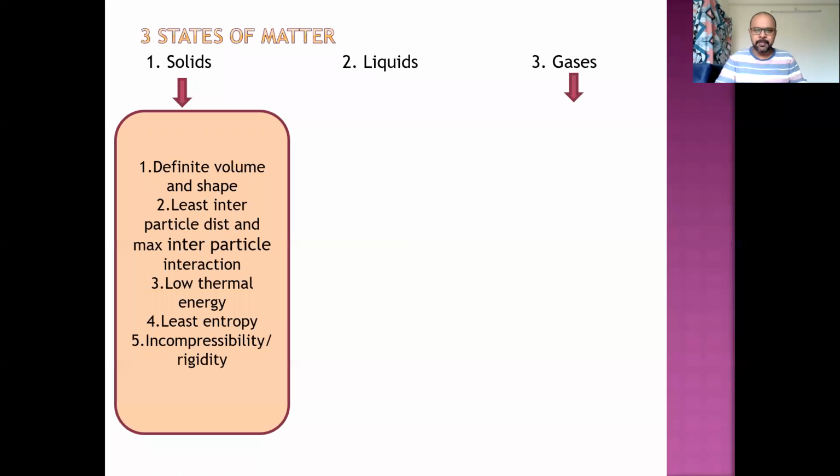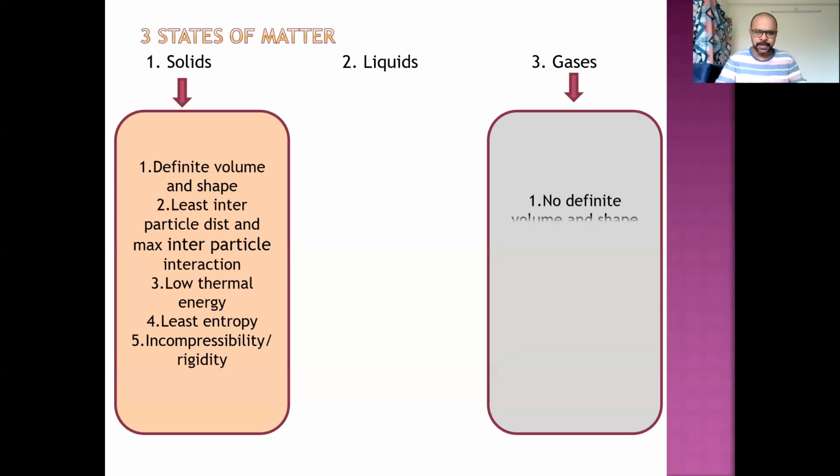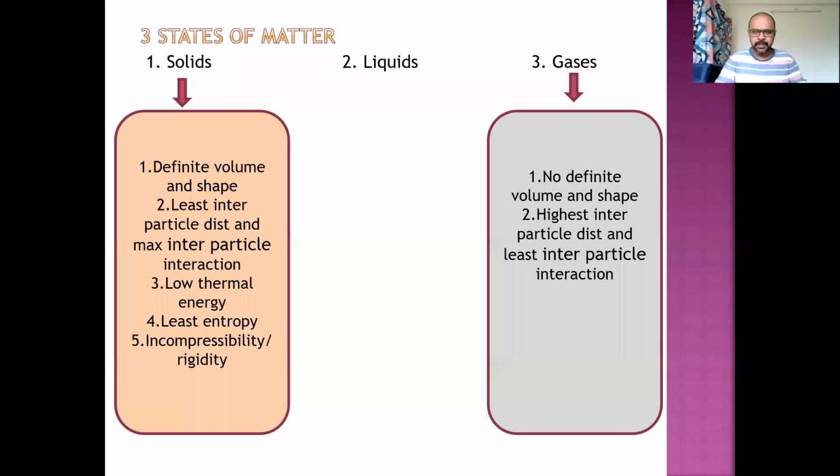The other state of matter, which has quite opposite characteristics to the solid state, is the gaseous state. Here there is no definite shape and no definite volume. It will take the shape of the container, and particles are quite far away from each other compared to the solid state. When the distance between the particles increases, the intermolecular force decreases. So they have all sorts of kinetic energies associated. Their total thermal energy is very high, the disorder is maximum, and therefore they possess the highest entropy.